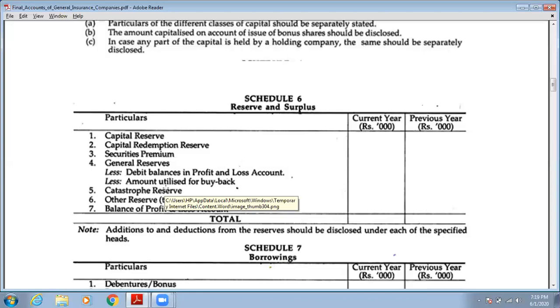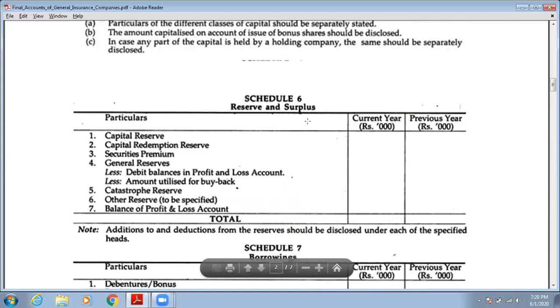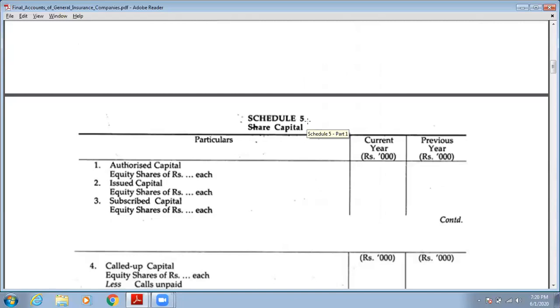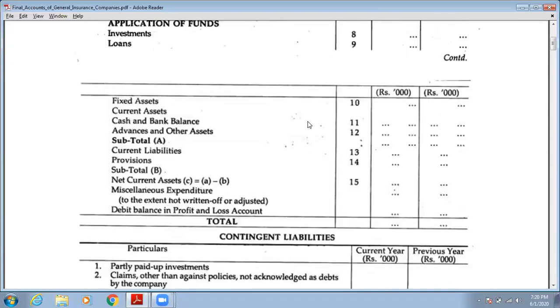That means if any natural disaster comes, like an earthquake or a flood, and because of it there is a loss, and someone has taken insurance from you for it, then for that insurance you create a catastrophe reserve. Okay, other reserves and balance of P&L account will be written here. The total of schedule number 6 we will write in the balance sheet under the heading reserve and surplus.